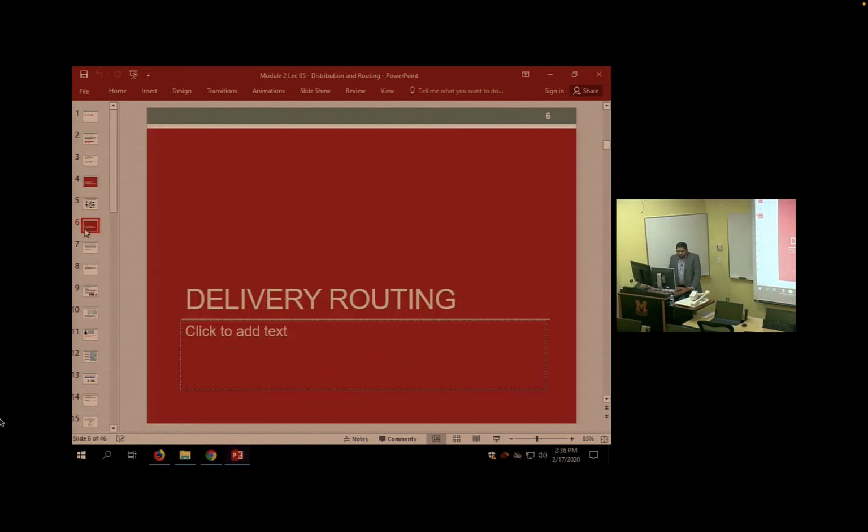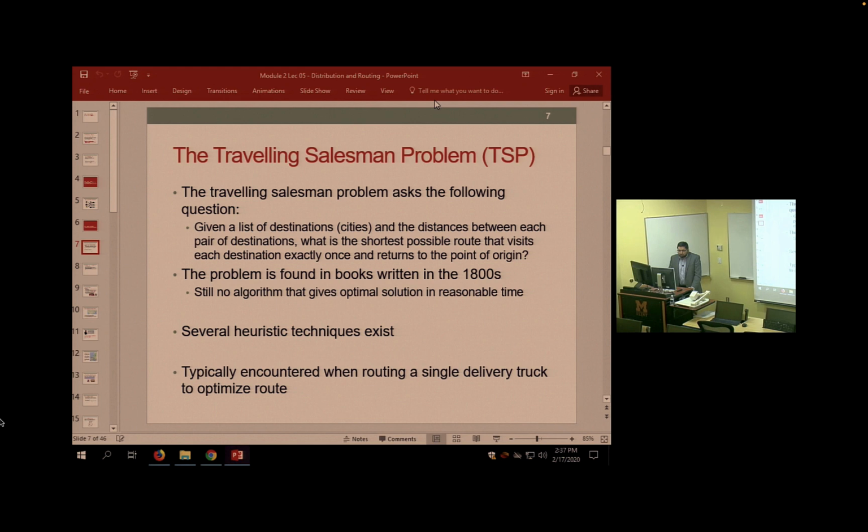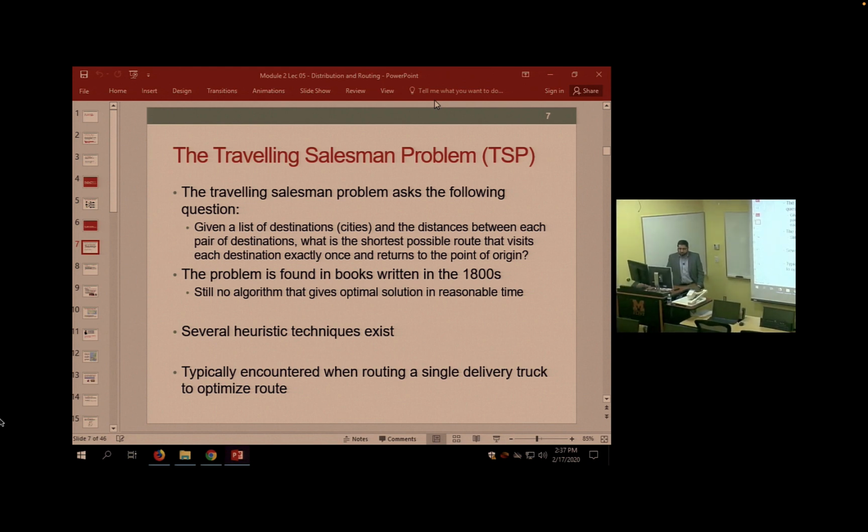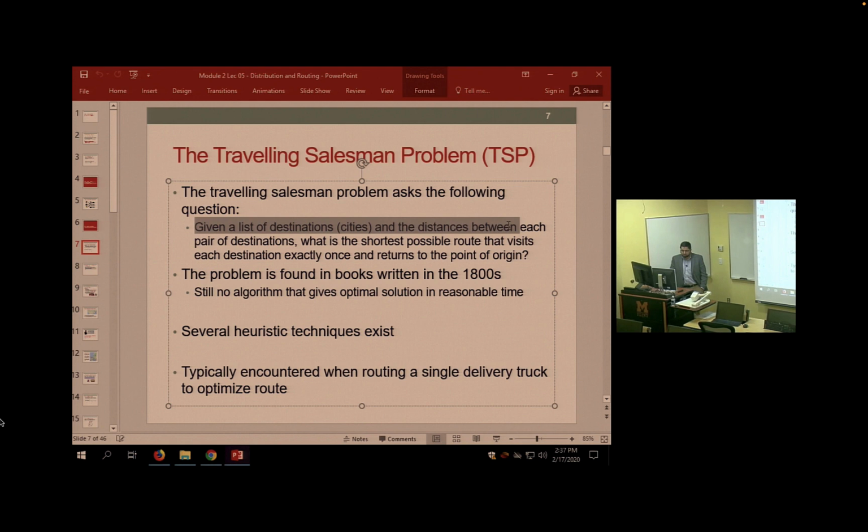Okay, so let's look at delivery routing, which is that milk run problem. First, we're going to look at the simpler version of that problem, which is sometimes referred to as TSP, or traveling salesman problem. The question we're trying to solve is something like this. We have a list of destinations. They could be cities, they could be customer addresses or different facilities. So we have a list of destinations, and we know the distances between each pair of destinations.